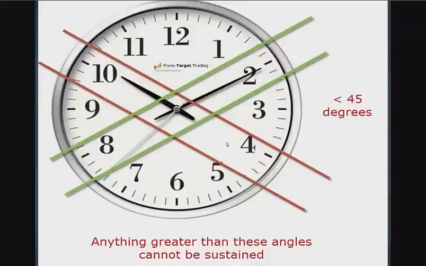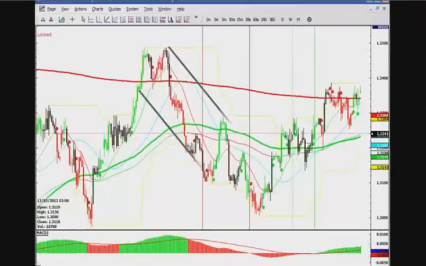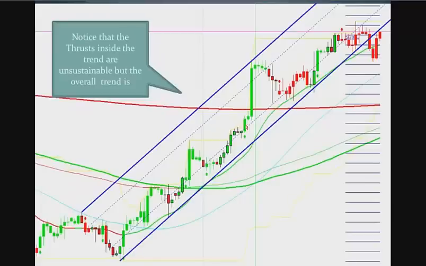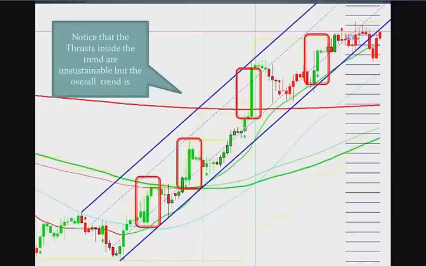All right? So let's take a look at trends for a second, because the most important and initial thing is we have to know the trend. If we don't know the trend and we get it wrong, we will be looking for the targets in the wrong spot. As you can see, once we make the turn here, then we're looking for trades to the upside. When we were coming down, we were looking for trades to the downside. Now, I want you to see in this example that the thrusts here are all unsustainable. The trend is sustainable, but the thrusts inside the trends are not.